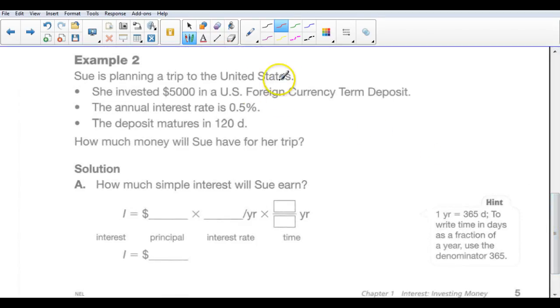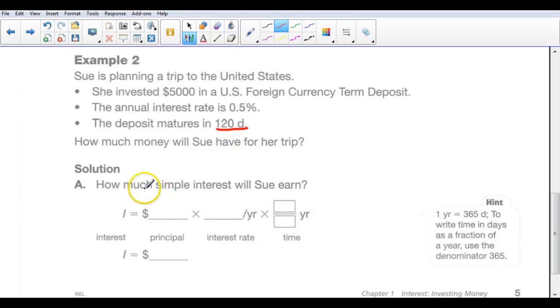Sue is planning a trip to the United States. She invested $5,000 in a U.S. foreign currency term deposit. The annual interest rate is 0.5%. The deposit matures in 120 days. So the time that we're given is in days. How much money will Sue have for her trip?